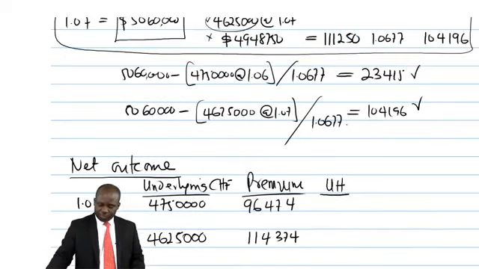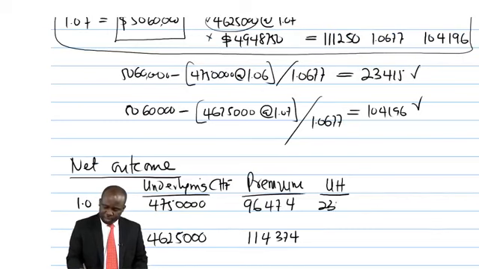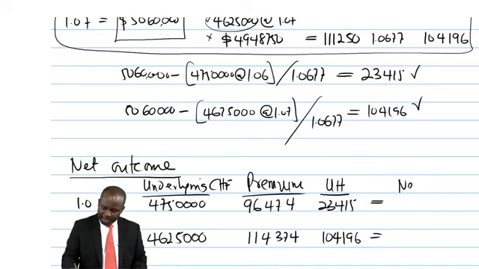And then come and do the under hedge. The under hedge, when we did, we said 23,415 and 104,196. And then what will be the net payment?